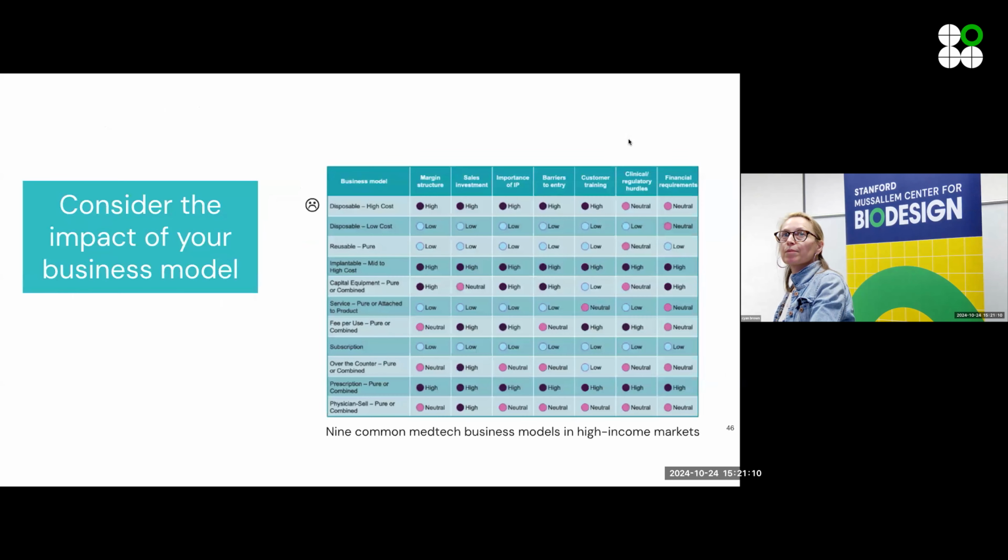So just be careful with disposables. I've already kind of mentioned this. Some of you might have seen this, but this is a slide we sometimes show in Biodesign, which is the common medtech business models in high income markets. And just a reminder that they don't always work if you're focused on health equity.